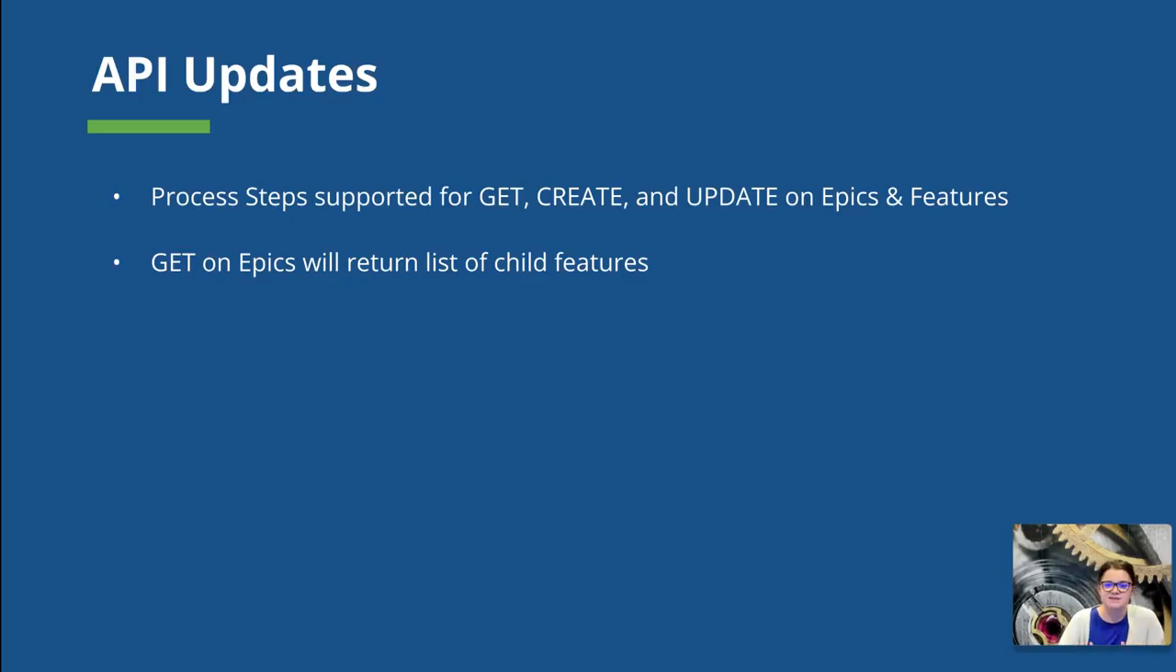And back to the slides for some final updates. We do see some API updates with this release. The get, create, and update endpoints for process steps are now available on epics and features. And when using the get endpoint for epics, you'll be able to return a list of all child features.